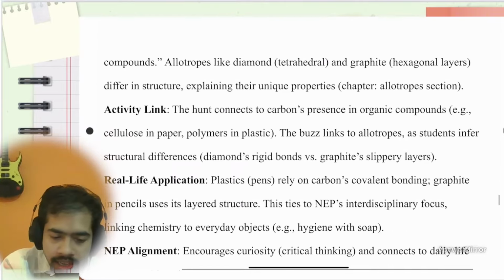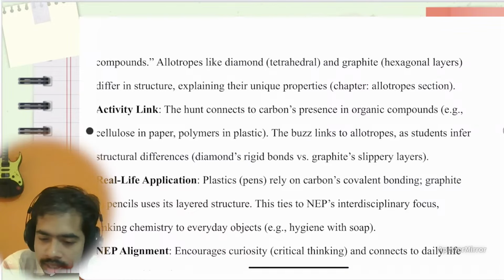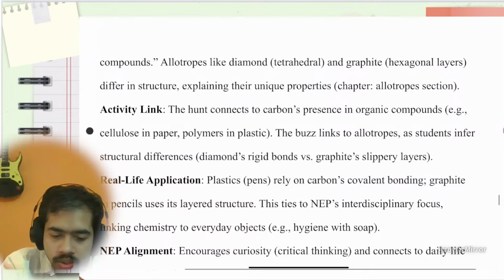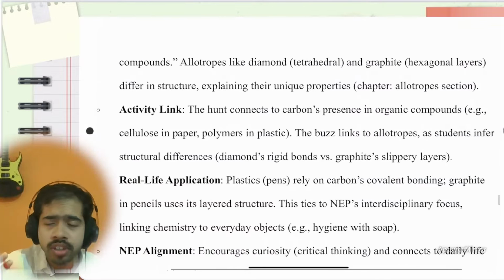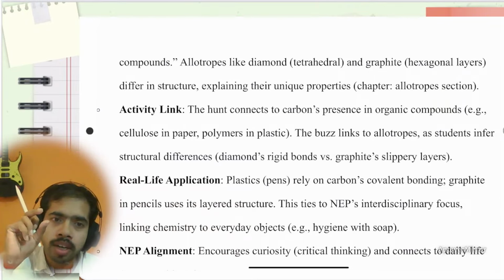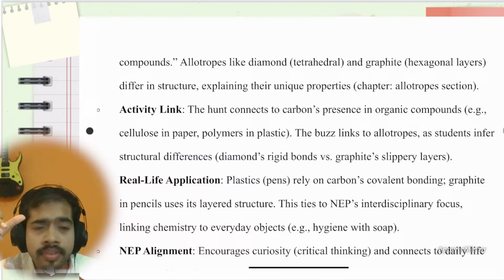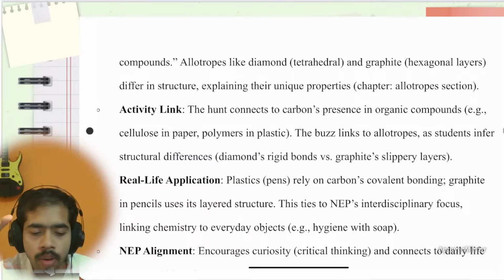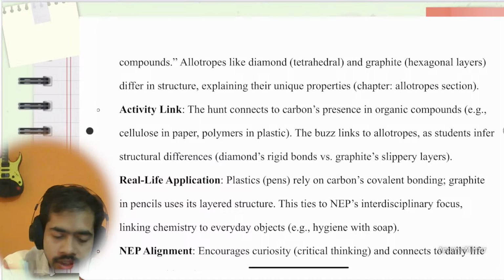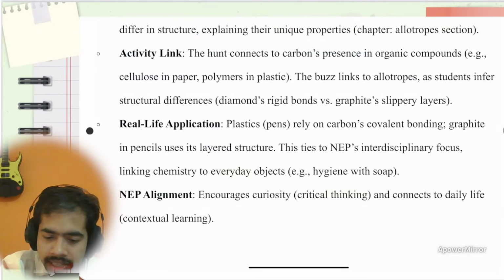Then the activity, the hunt. The hunt connects to carbon presence in organic compounds. Whenever students hunt, they will find benches and papers, but you know very well that any product coming from living organisms is made of carbon-containing compounds or organic compounds. In this way we can introduce them. Then real life applications: we can say plastic, then carbon covalent bonding, graphite pencils.